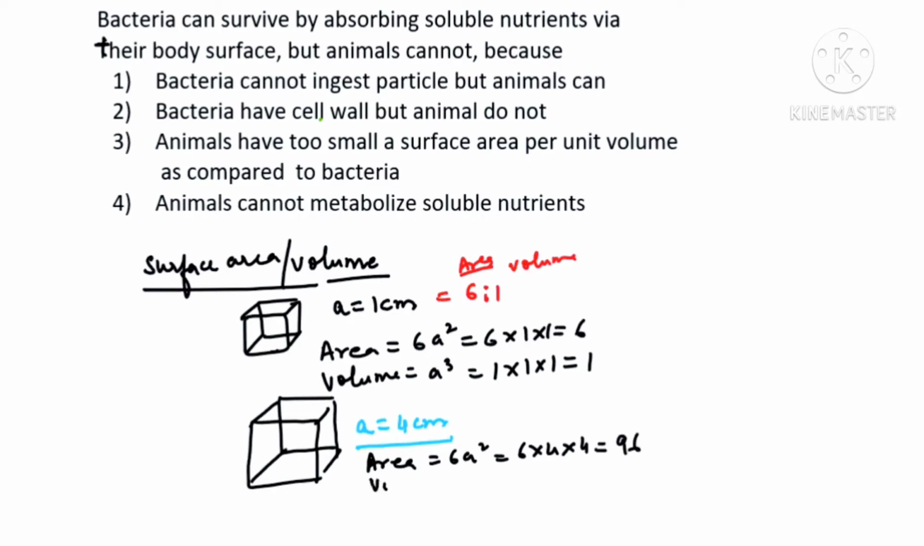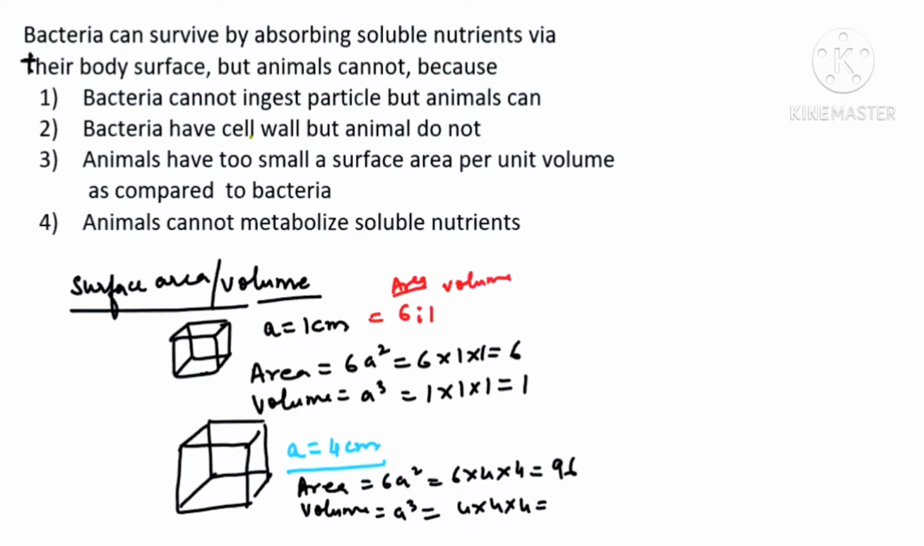And let us assume volume is a cube. So 4 into 4 into 4, it will come to be 64. Now here area to volume ratio will be 96 is to 64. So I think it will be nearly 1.5 is to 1. This way you will get it.